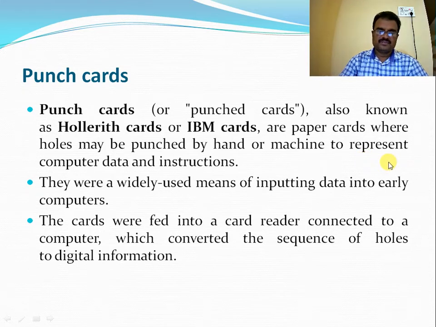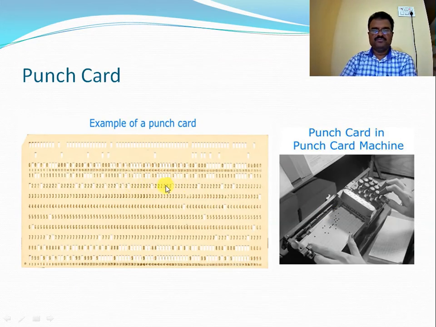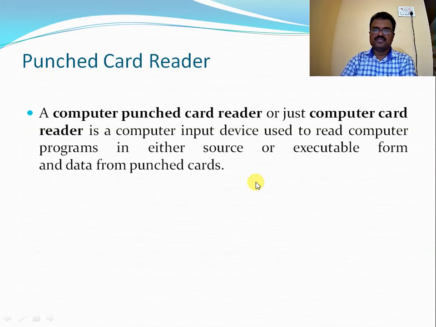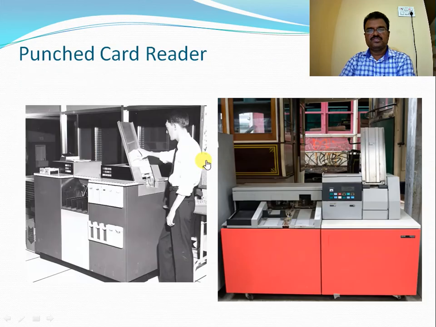A punched card is a separate sheet on which we punch the holes with the punching machine. The cards were fed into the card reader connected to a computer, which converted the sequence of holes into digital information. So we punch a sequence of holes, and those sequences of holes are presented to the card reader. That card reader will be reading the information. A punched card reader, or just a computer card reader, is a computer input device used to read computer programs, either in source or executable form, or data from punched cards. So these are punched card readers. This reader was reading the information from the punched cards.